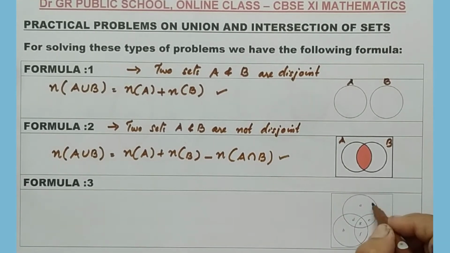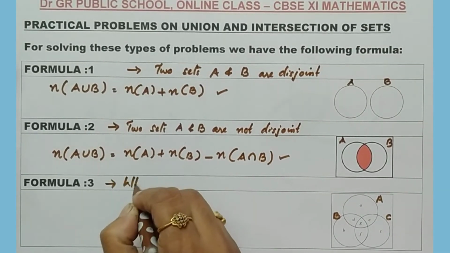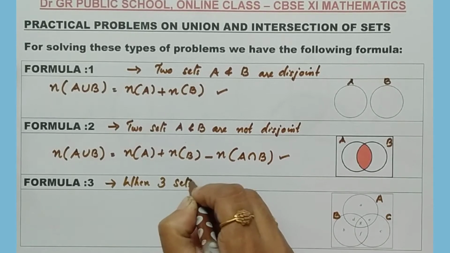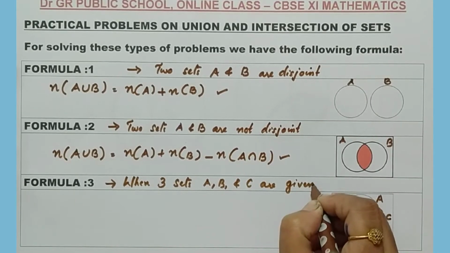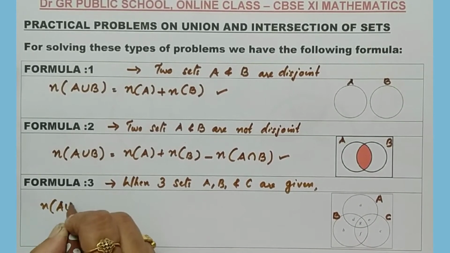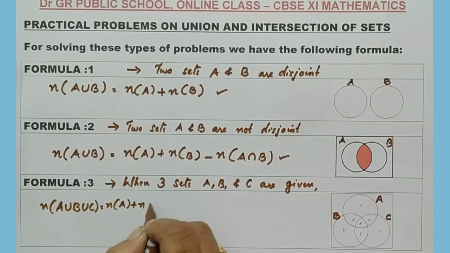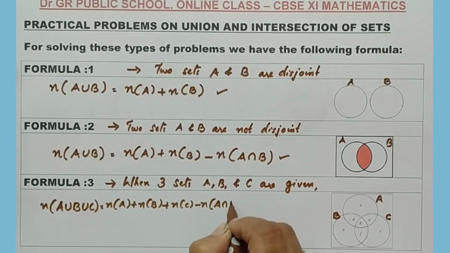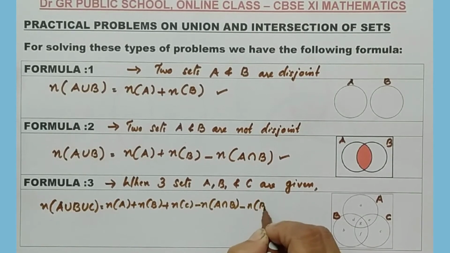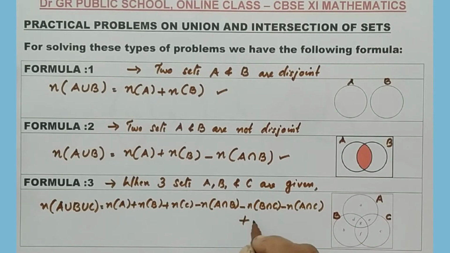Come to formula 3. Formula 3 is used when three sets A, B and C are given. In such a case, if you want to find N of A union B union C, apply this formula: N of A plus N of B plus N of C, then minus N of A intersection B, minus N of B intersection C, minus N of A intersection C, and at last plus N of A intersection B intersection C.